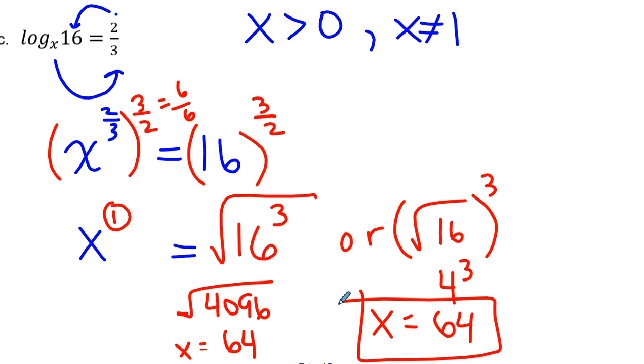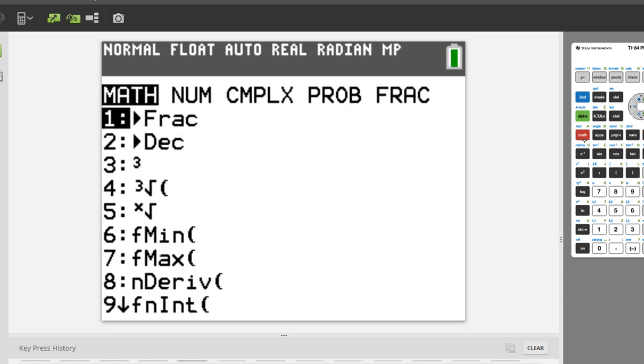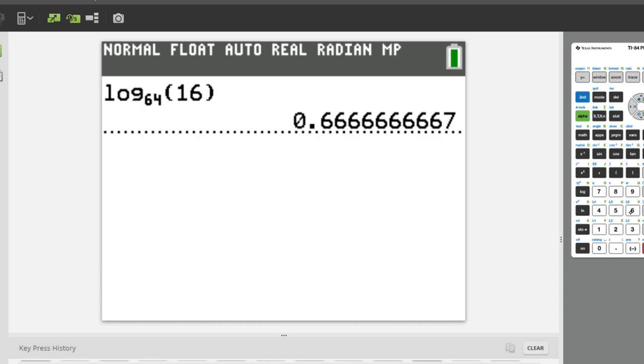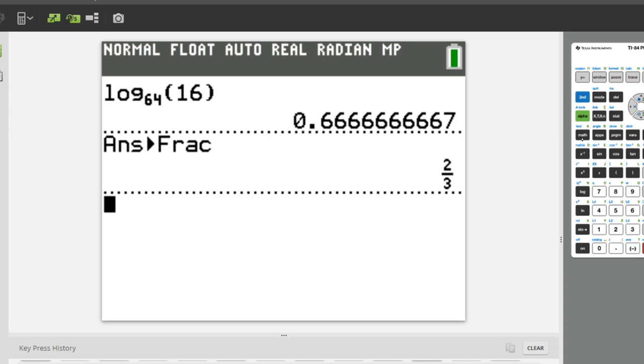Again, I never solve a question without checking it on the graphing calculator because I don't want to get a question wrong by not checking it. So into my graphing calculator, let's check it. Logs are just values, so I'm just going to go math, alpha, math, and enter log base 64 of 16. If we did the question right, then the answer should be 2/3, which I can see it is. I can even math frac it, and it is in fact 2/3, so I know I did the question correctly.